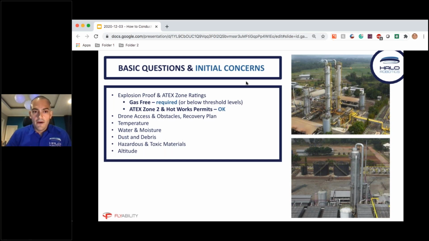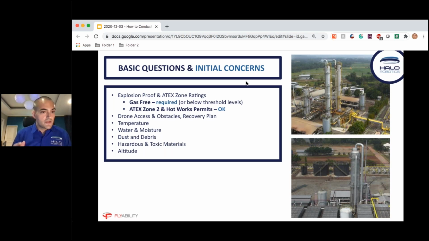All right. So again, I think this is probably the number one question that we are asked, and not just when it comes to inspections and asset integrity management, but generally in all kinds of high risk industries. The question is: is it ATEX rated or explosion proof, or can we operate it when there's a presence of flammable or explosive vapors? So I'll just get that out of the way.